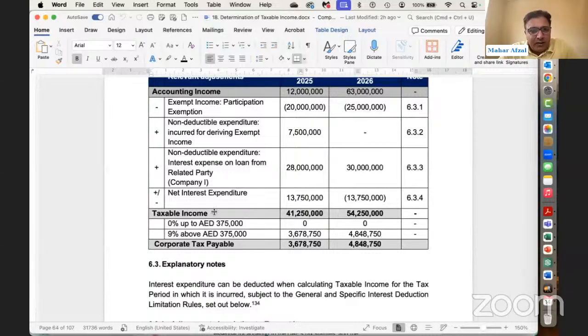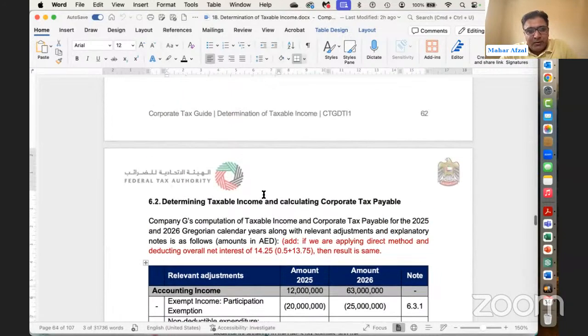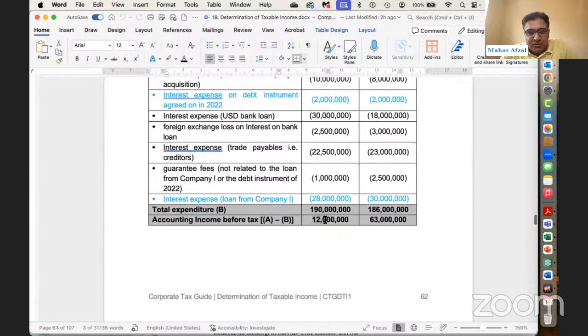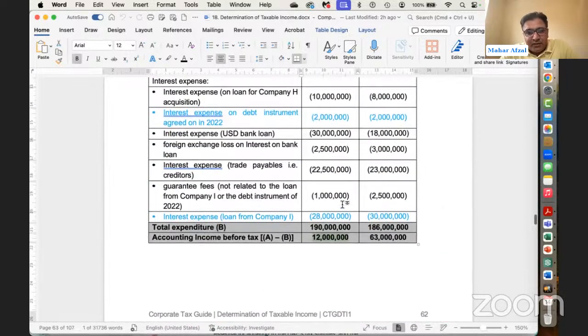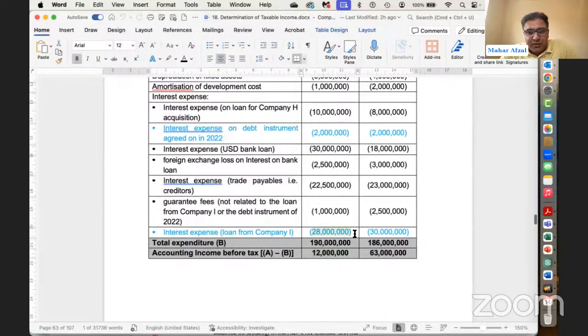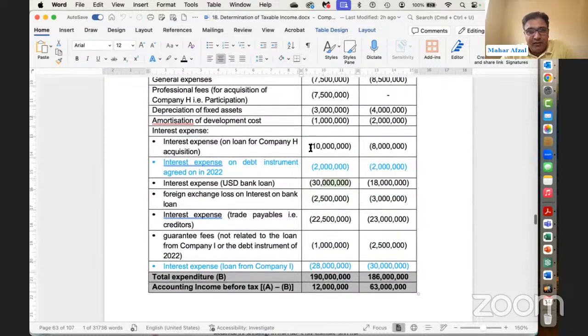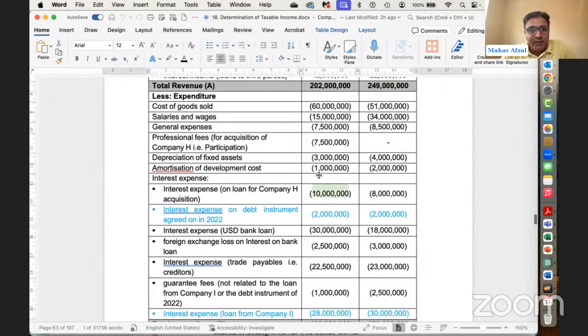So basically, whatever they did, they make this on net interest expense. What you need to do, you need to keep everything plain. Just take this 12 million. After this 12 million, you need to add back this 28 million. This is not allowable. This is allowable, this is fine. This is not allowable, you need to add it back. This is fine, this is fine, this is not allowable.